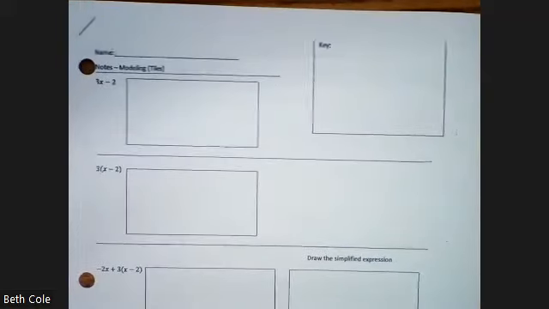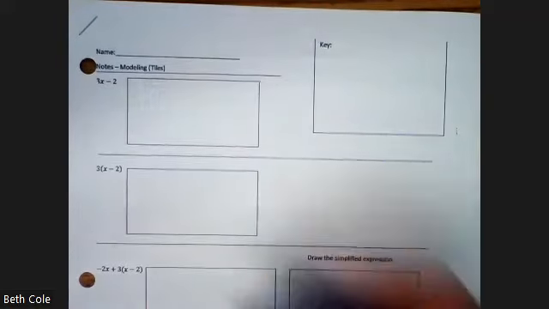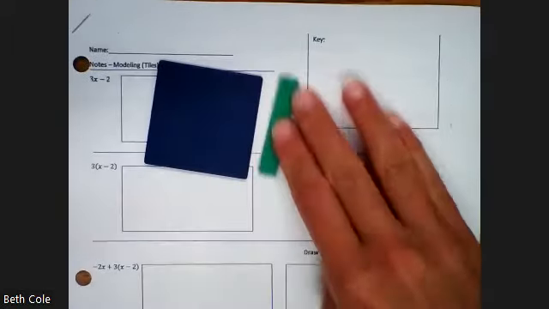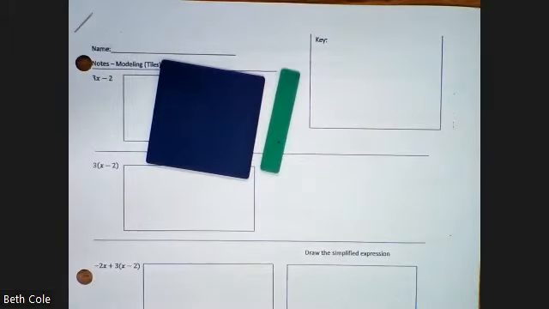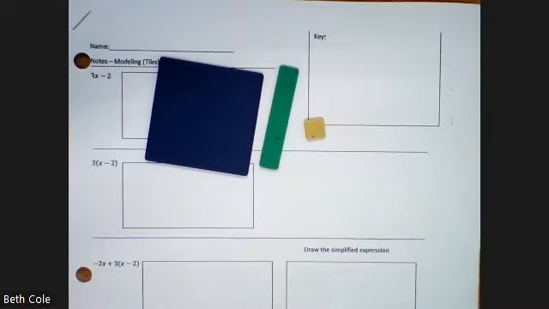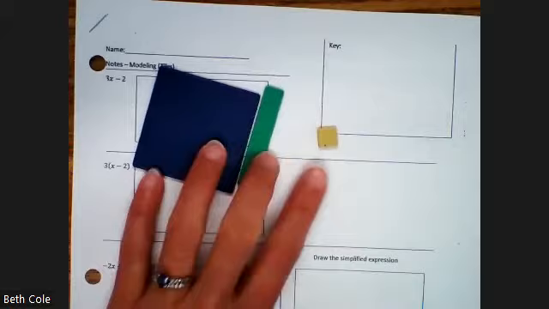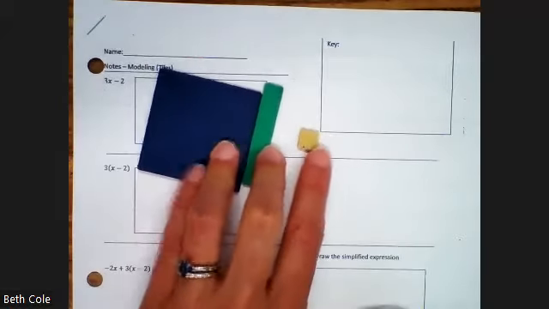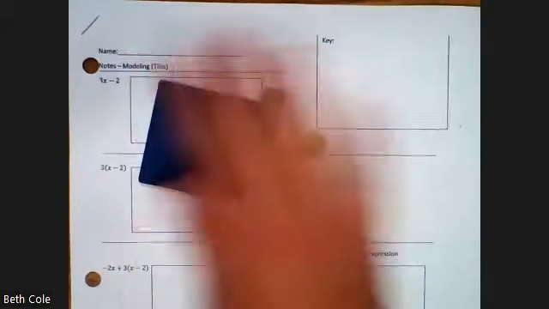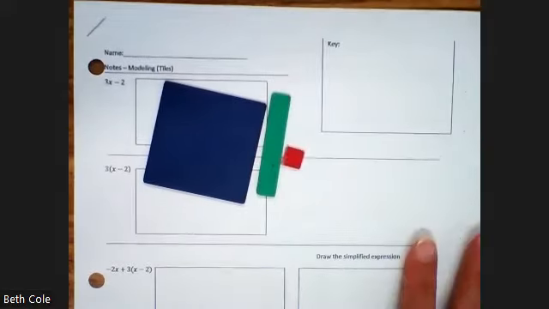So let's look at the algebra tiles. There's three different sizes that you have. Do you see how you have the big square, and then the skinny rectangle, and then the tiny little one? They're blue, green, and cream, I guess, like yellowish, whatever you want to call that.